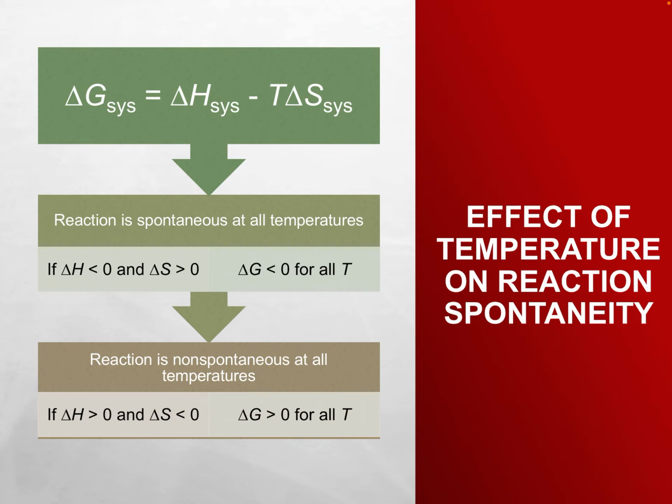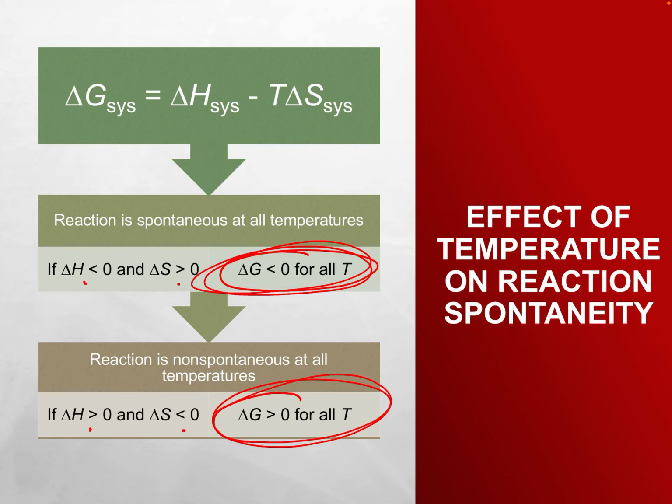Okay, so we've seen that temperature has a big effect on reaction spontaneity, especially depending on whether our signs match or don't match. If our signs don't match, then our reaction will either be spontaneous always or not spontaneous ever. So if we have a negative delta H and a positive delta S, then delta G will always come out negative. But if we have a positive delta H and a negative delta S, then our delta G will always come out positive. If it's negative, it's always going to be spontaneous. If it's positive, it's never going to be spontaneous.